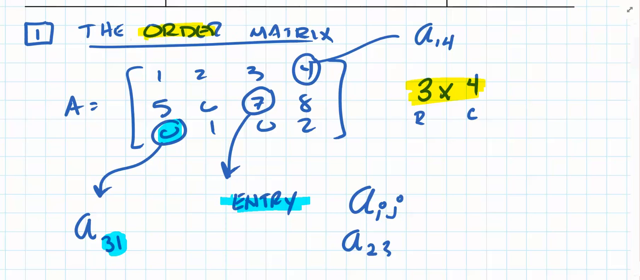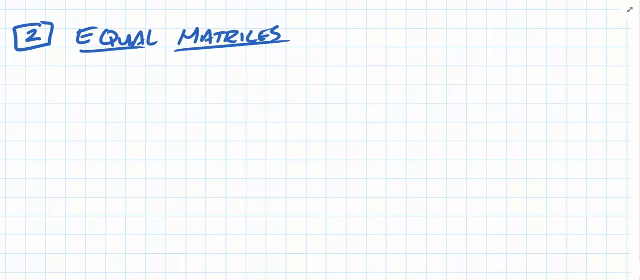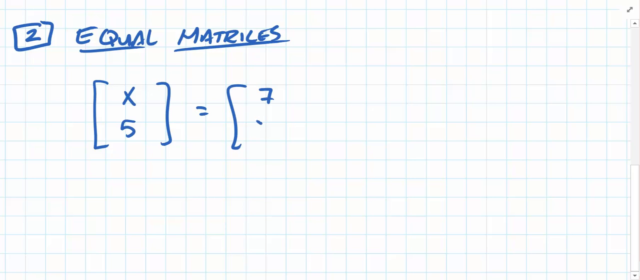Okay, so how do we know if two matrices are equal to each other? Two things have to happen, right? What has to be true? Same solution set? Not necessarily. Well, I guess so, yeah. But if we weren't solving anything, how do I know that this matrix and that matrix are the same? As an example, if I give you this, x and 5 is equal to 7 and y, what would x have to be? This is not a trick question, right? x has to be 7 and y has to be what? 5.